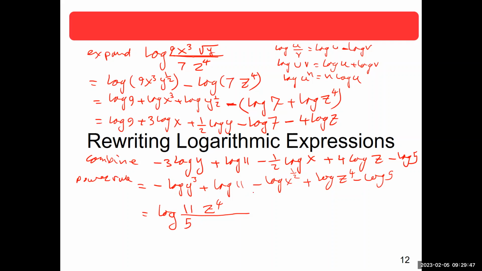Then we have x to the power half. I can write the square root of x. Then we have y cubed. These negatives mean put on the bottom. That's it. We combined all of these together, kind of like we went backwards. This is the opposite question of the previous one.